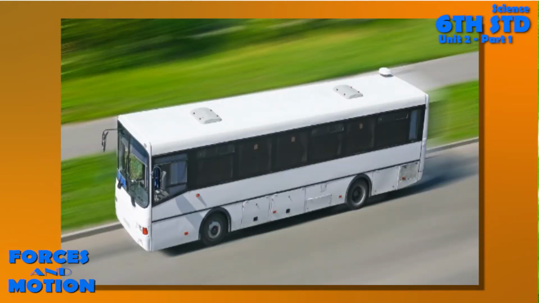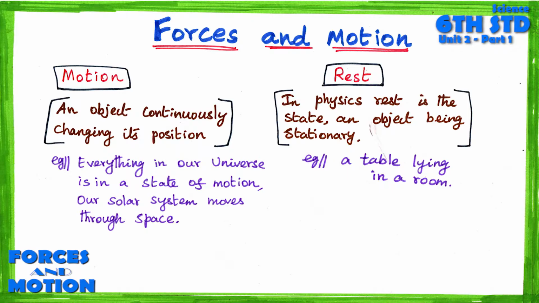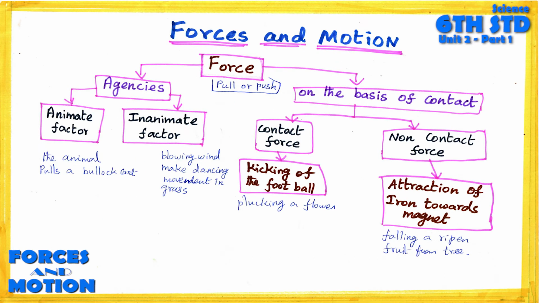Okay. In a moving bus, we feel poles and trees move backwards. But a person outside the bus knew the trees and poles are stationary. So from this, we can understand an object may appear to be stationary for one observer and appear to be moving for another. So, now we can conclude that rest and motion are relative. Now, let us know how things move.